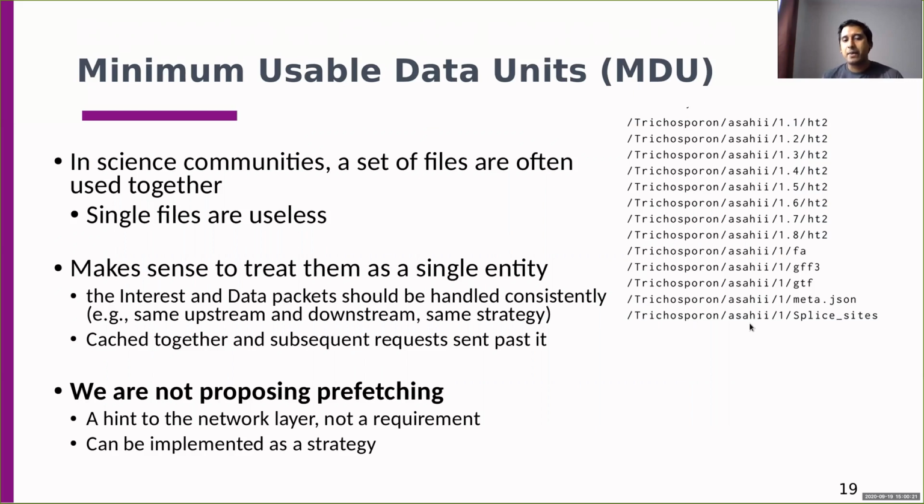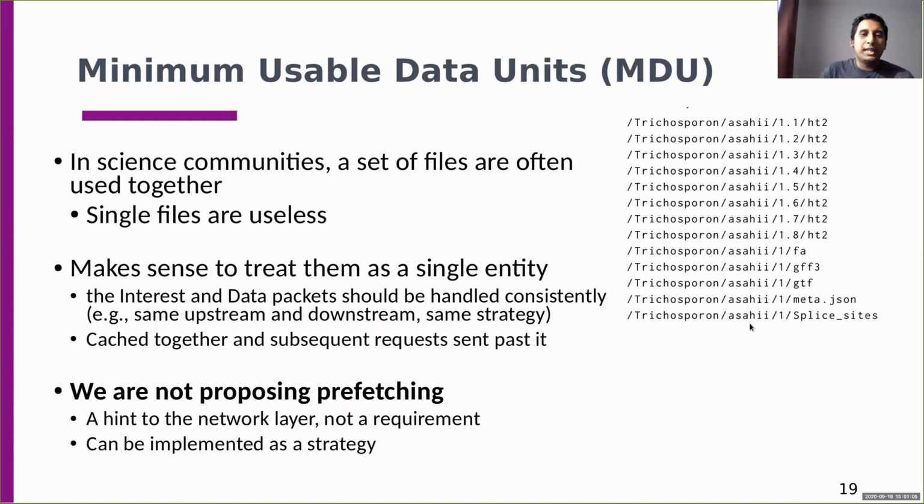The interest and data packets should handle them consistently. So for example, use the same upstream and downstream for these files, the same strategies. They should be cached and evicted together. And then subsequent requests for these, since the data is large, they should be sent past that cache.